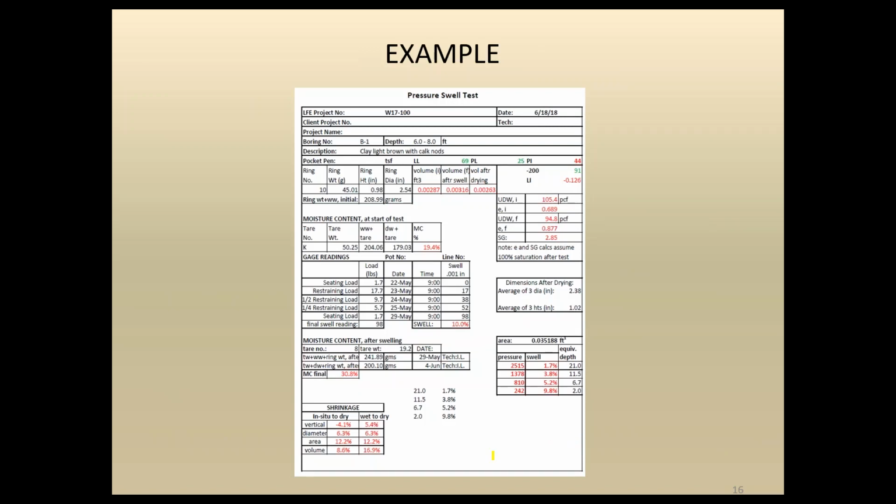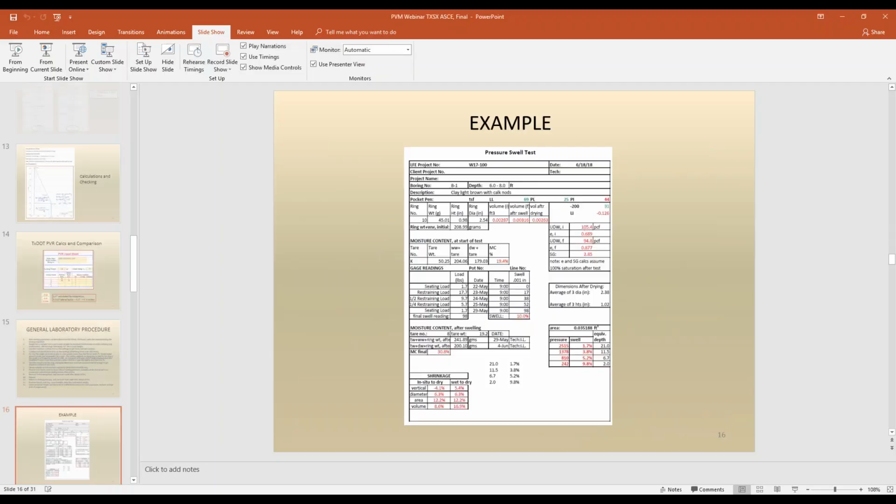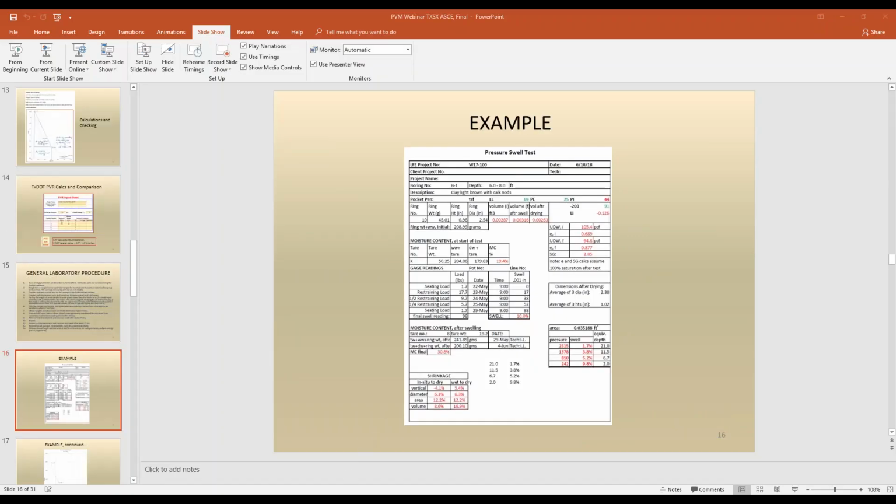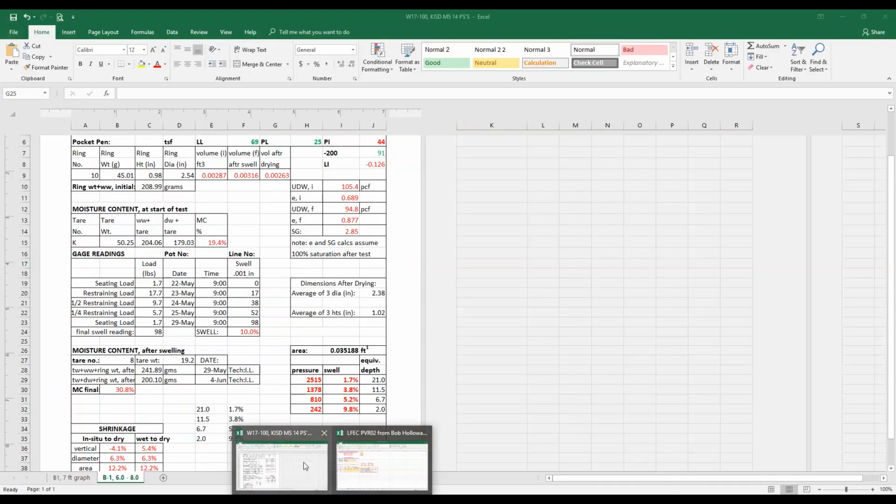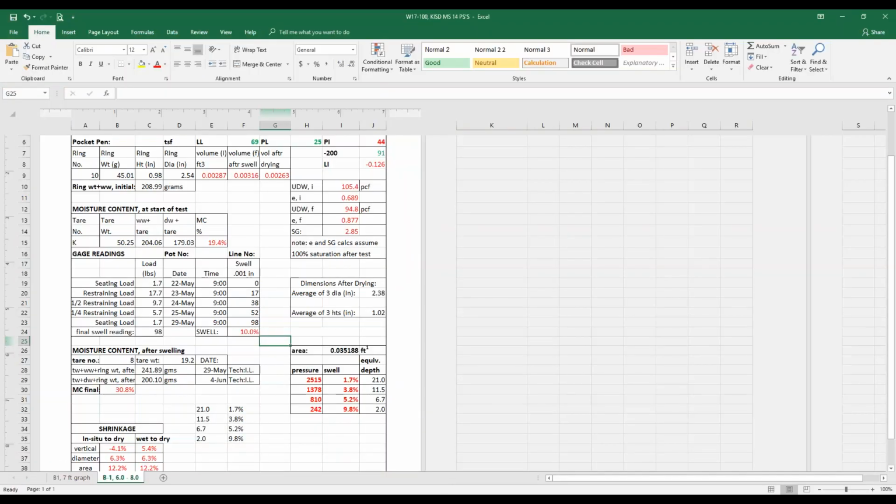So at this stage, I'm going to go to an example to just do an example run of the procedure. I'm back. And we're going to come here to the Excel.